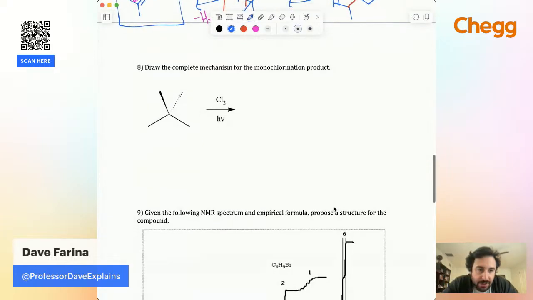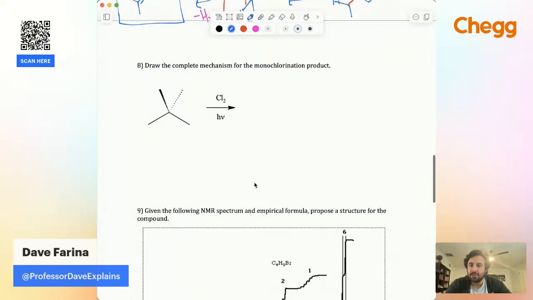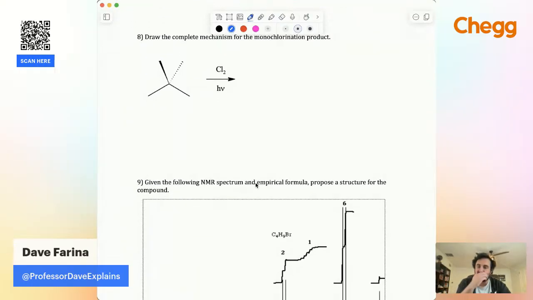Okay, draw the complete mechanism for the monochlorination product. So, radical mechanisms are a little funky for a lot of OChem 1 students. There are a few discrepancies between radical mechanisms and the typical mechanisms that we go over. The first thing we want to understand is that every radical mechanism begins with an initiation step.